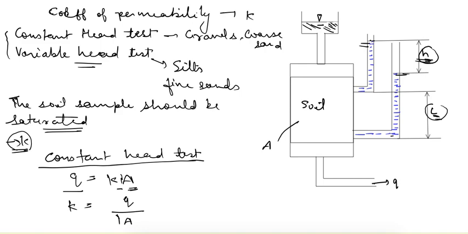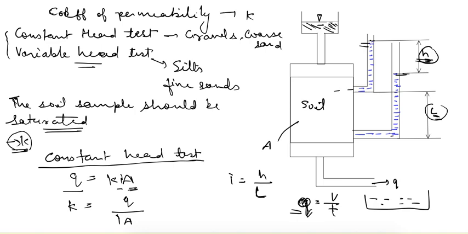Here discharge is measured by using a measuring tank. If we can find out the volume and the time taken to fill that volume, from that we can find out the discharge. And I is the hydraulic gradient, which is the difference in head divided by the length of flow. Here the length of flow will be the length between the two points where piezometers are inserted.